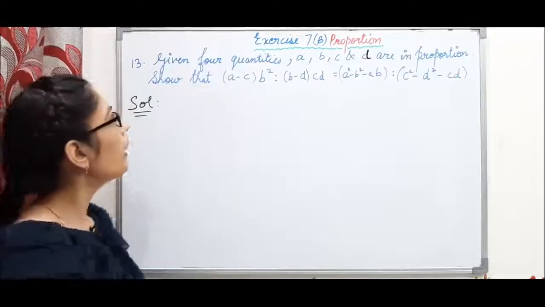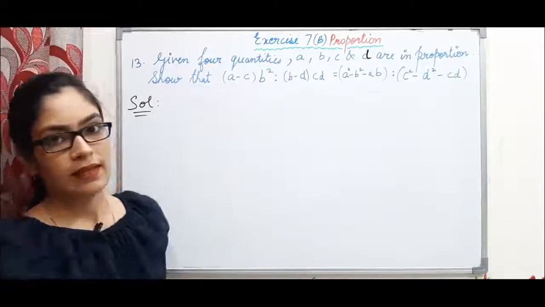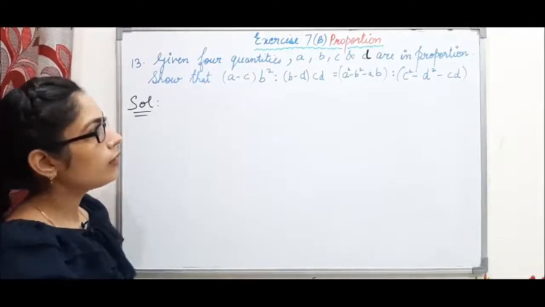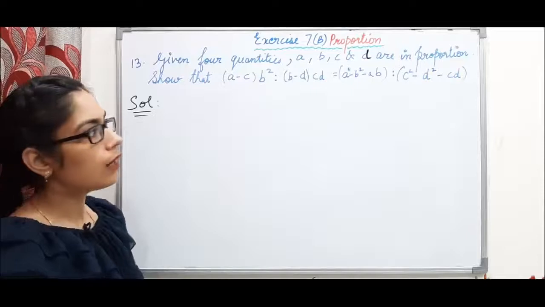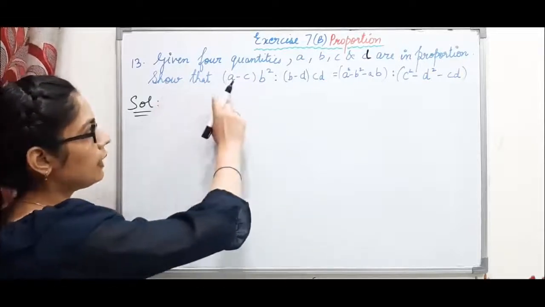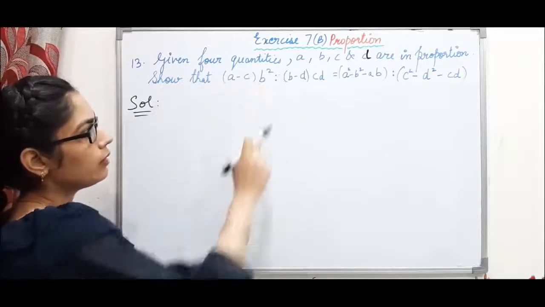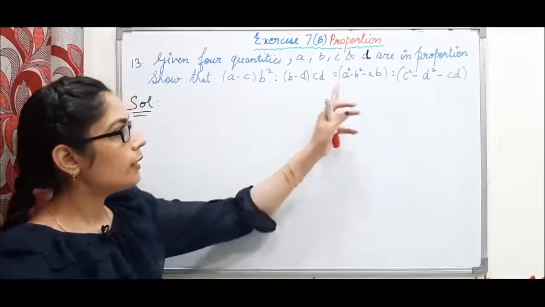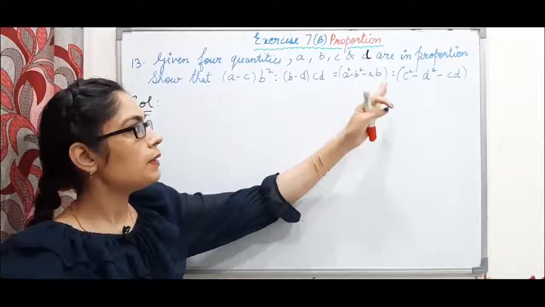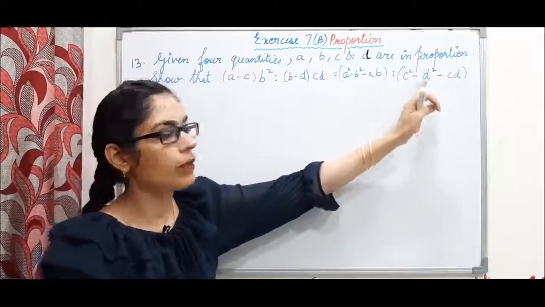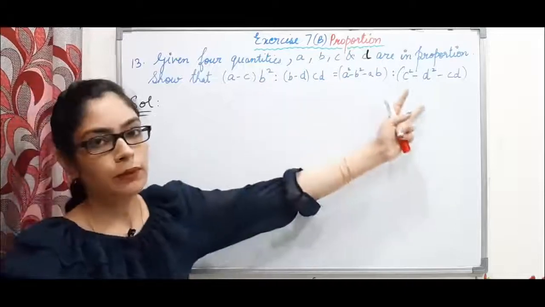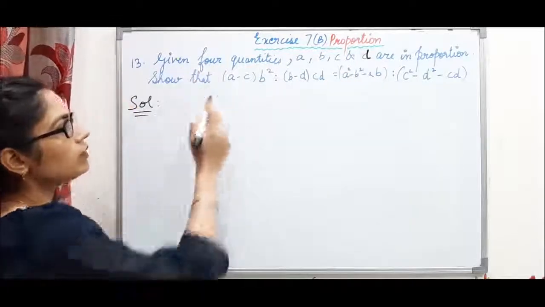So let us start with the 13th question of exercise 7B, proportions. Given four quantities A, B, C and D are in proportion, show that (A minus C) into B square is to (B minus D) into D square is equal to (A square minus B square minus AB) is to (C square minus D square minus CD). So this side we have to prove equal to this side. We have to use the given thing.